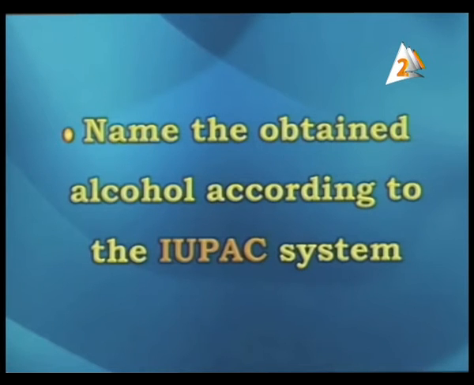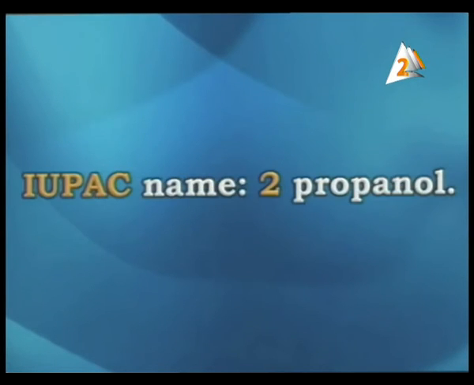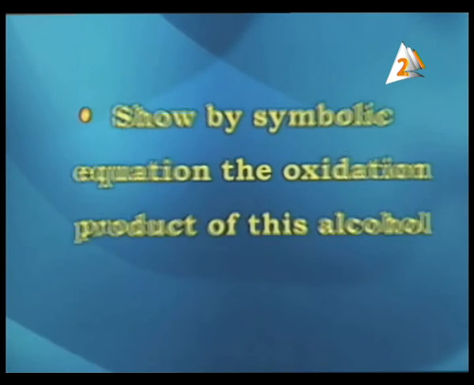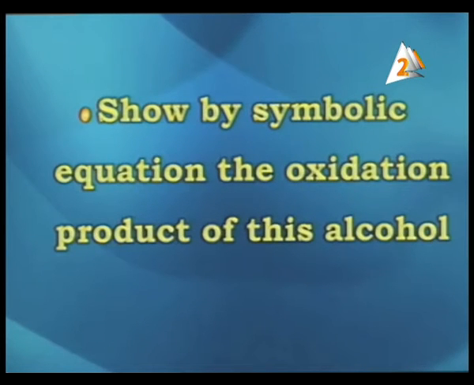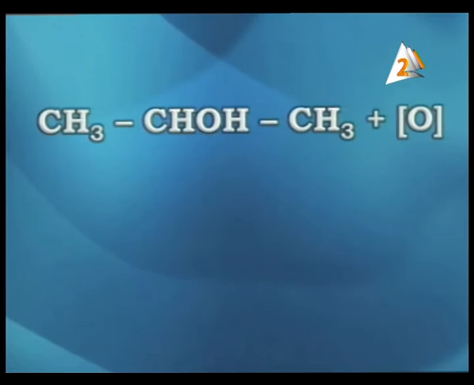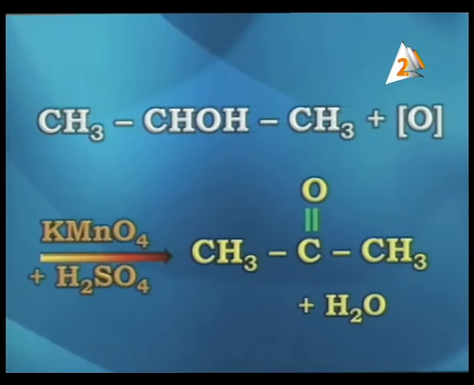Name the obtained alcohol according to IUPAC system, so it will be 2-propanol. Show by symbolic equation the oxidation product of this alcohol. As the equation proceeds on the screen, the secondary alcohol CH3CHOH-CH3 by oxidation in the presence of potassium permanganate acidified by sulfuric acid gives acetone CH3COCH3 and water is produced.